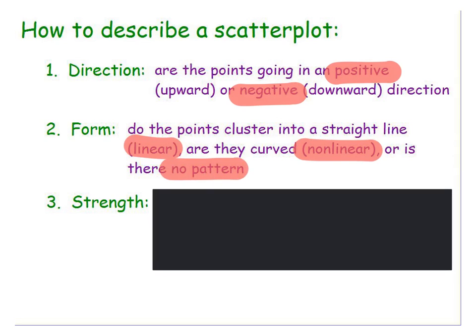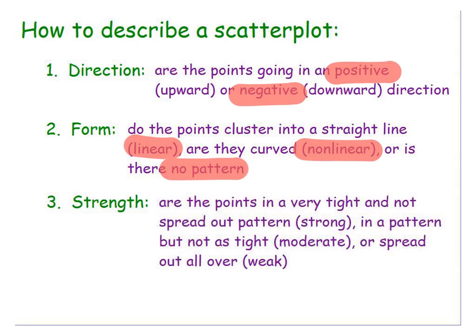And then there is the strength of the graph. Are the points in a very tight and not spread out pattern? That would be considered strong. Are they in a pattern, but maybe it's not as tight, it's a little more spread out? That would be considered moderate. Or are they spread out all over the place where there's really not a pattern at all, and that would be considered weak? So there's three options for strength: strong, moderate, and weak.